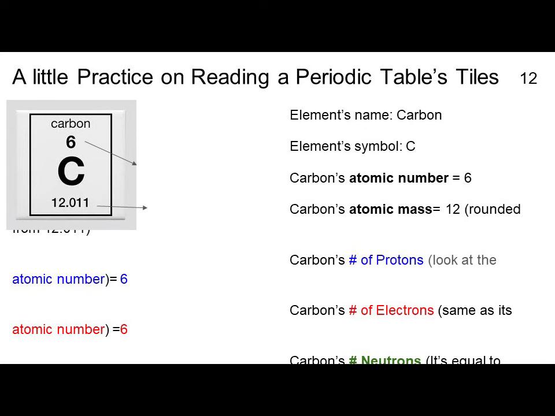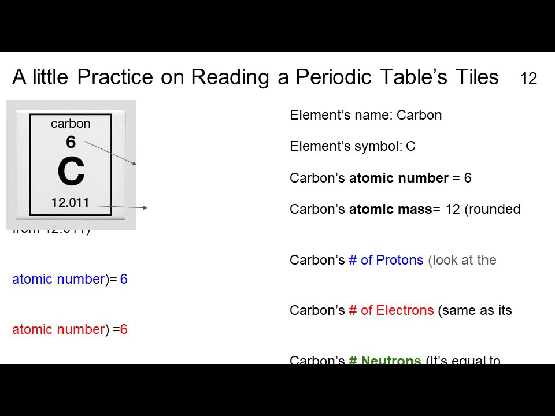What do we have here? We have carbon, which is C, as we see there. The atomic number, as you can see at the top, is 6. Carbon's atomic mass is 12. It was 12.011, but it was rounded. And carbon's number of protons. Well, we look at that atomic number. The atomic number and protons, always the same, equals 6.